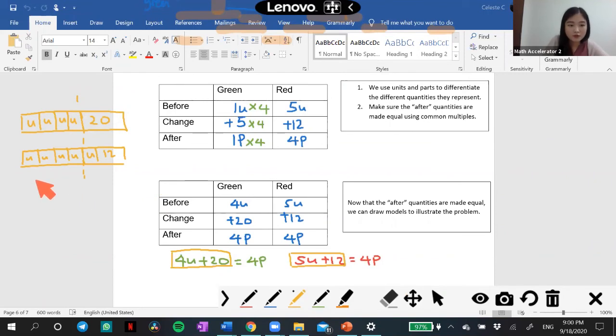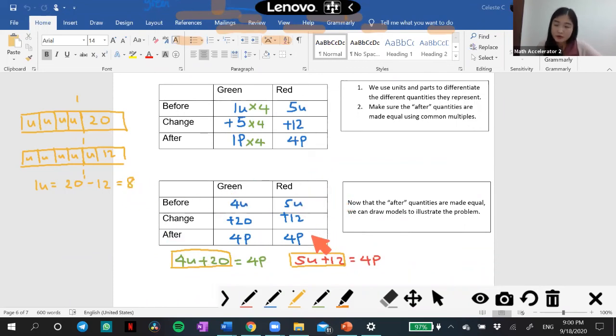One unit equals 20 minus 12, which is 8. Yeah, Keith, correct. 8. Right, so you have 8 for 1 unit.